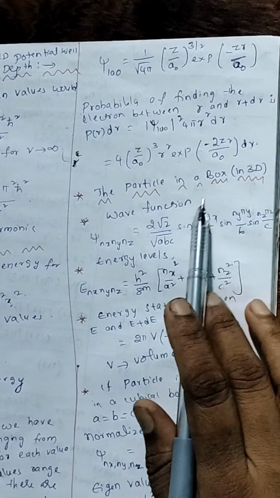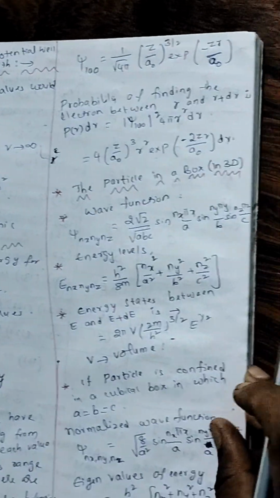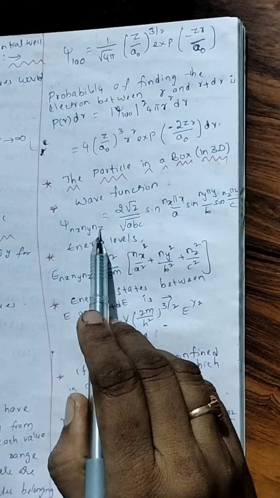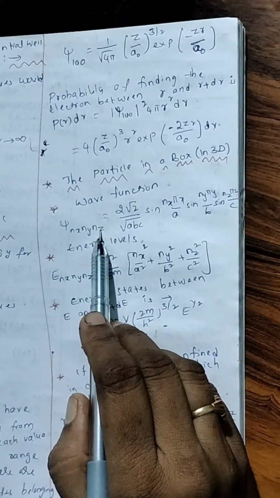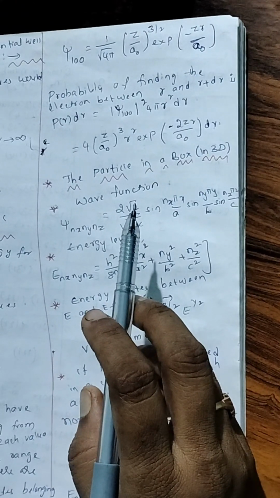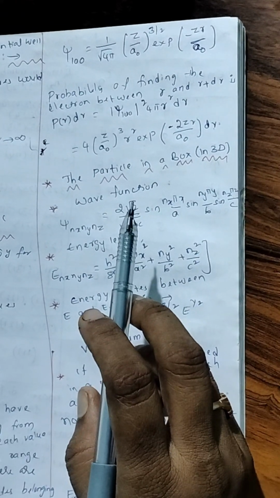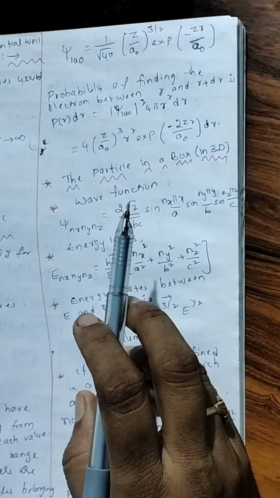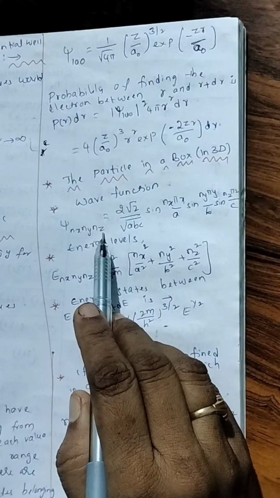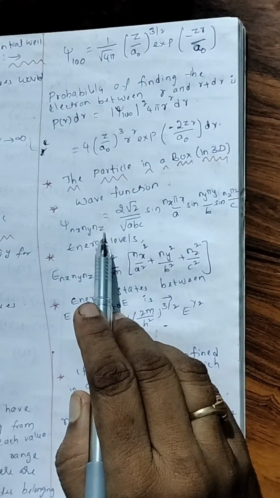First, let us write the wave function related to this. The wave function is psi nx, ny, nz. These are the 3 quantum numbers. Remember that a quantum number is never equal to 0. Quantum number starts from 1 only. There will be no 0 quantum number. So nx, ny, nz in 3 dimensions are the 3 different quantum numbers.